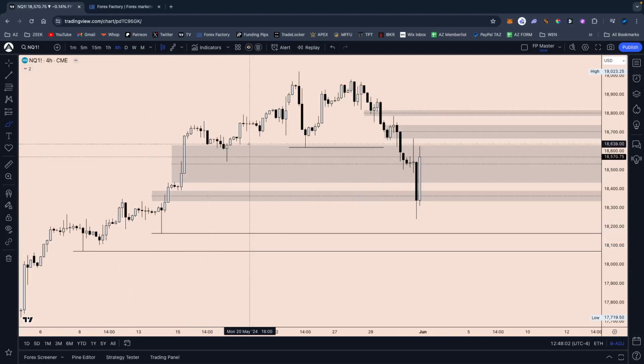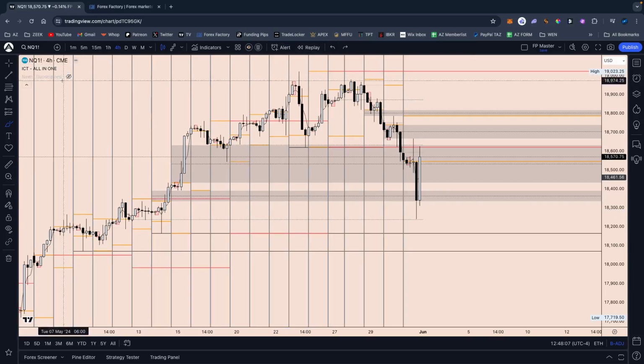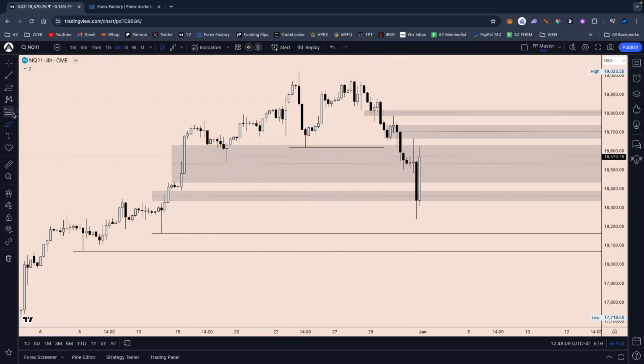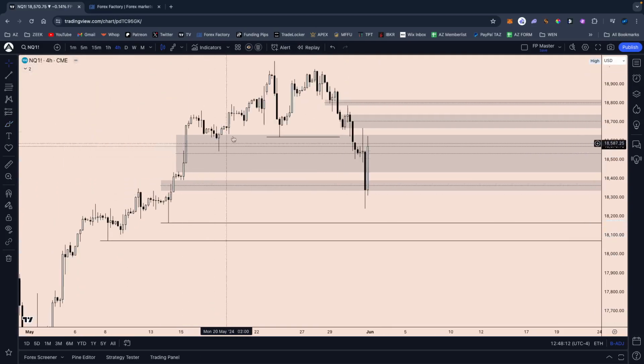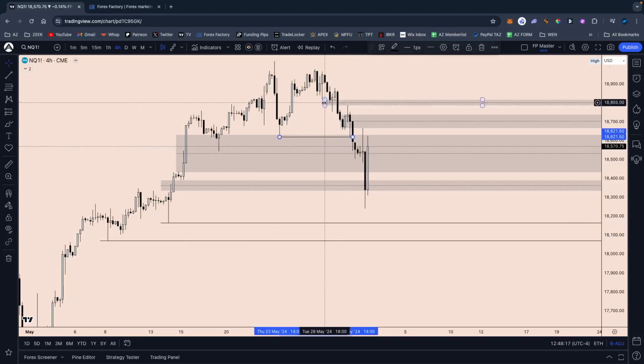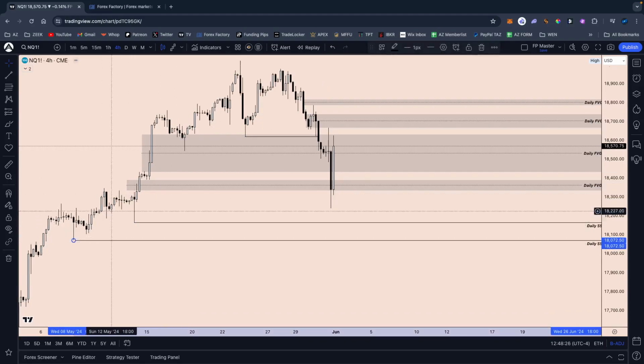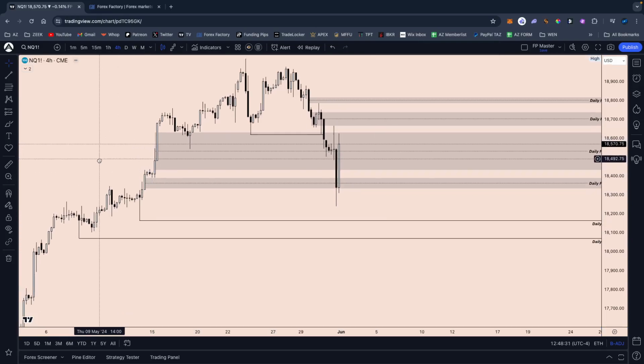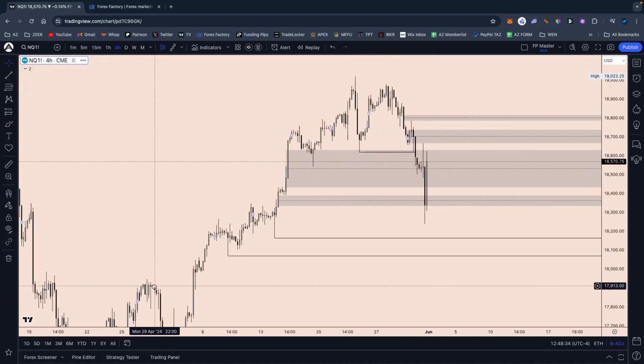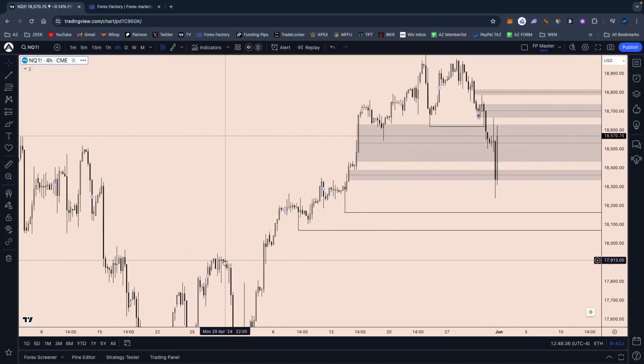But let's break it down to the 4-hour time frame and check what we see here. Now the ICT all-in-one indicator is popping up, but we don't need that at the moment. Quickly tidy up all our daily time frame stuff. That's essentially all we need.